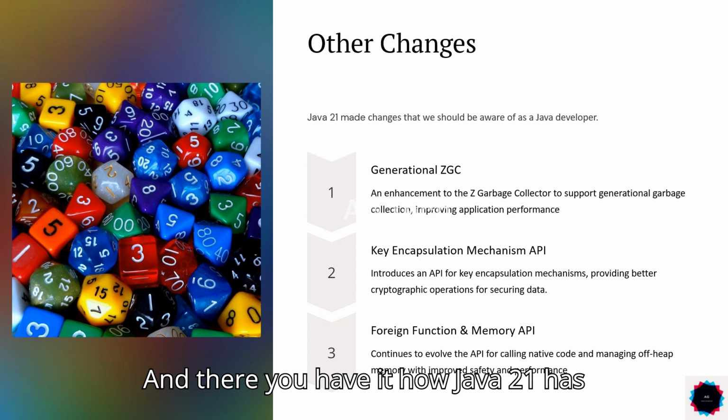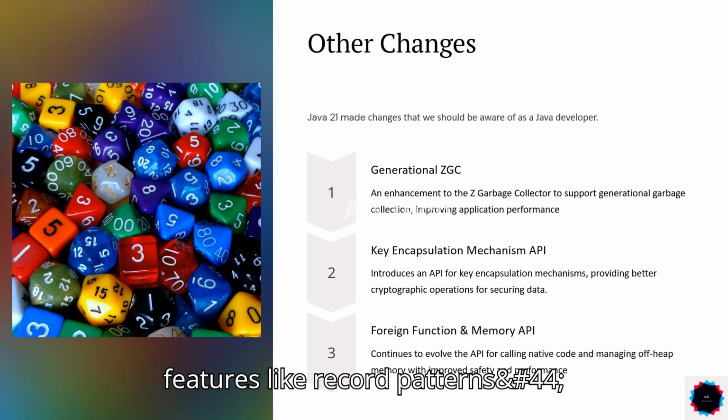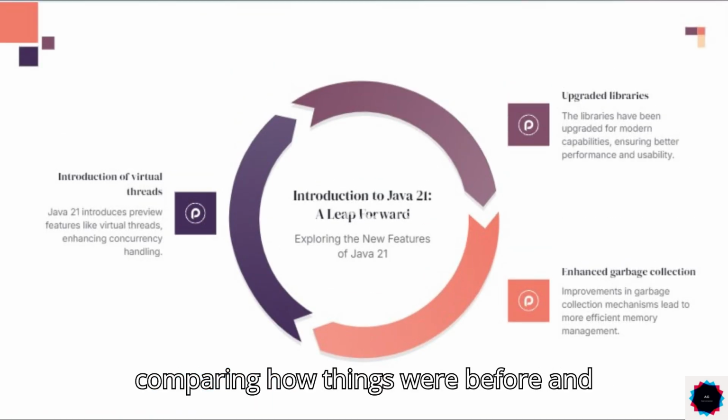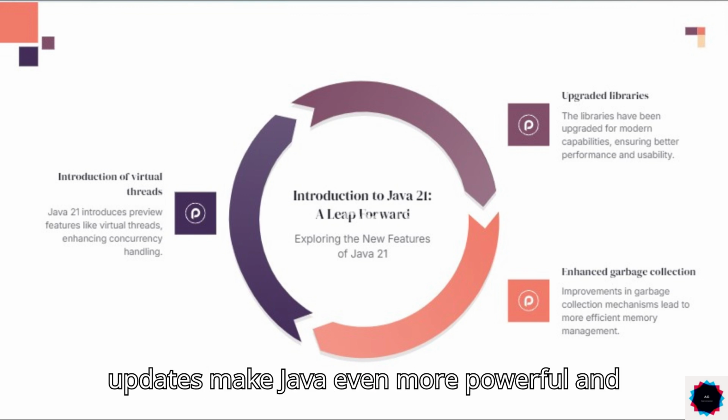And there you have it, how Java 21 has improved our coding experience with features like record patterns, virtual threads, and more. By comparing how things were before and after Java 21, it's clear how these updates make Java even more powerful and developer-friendly.